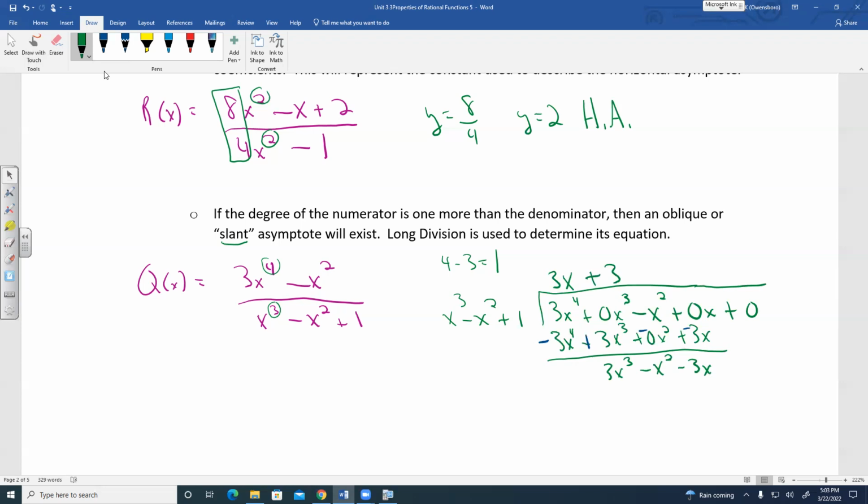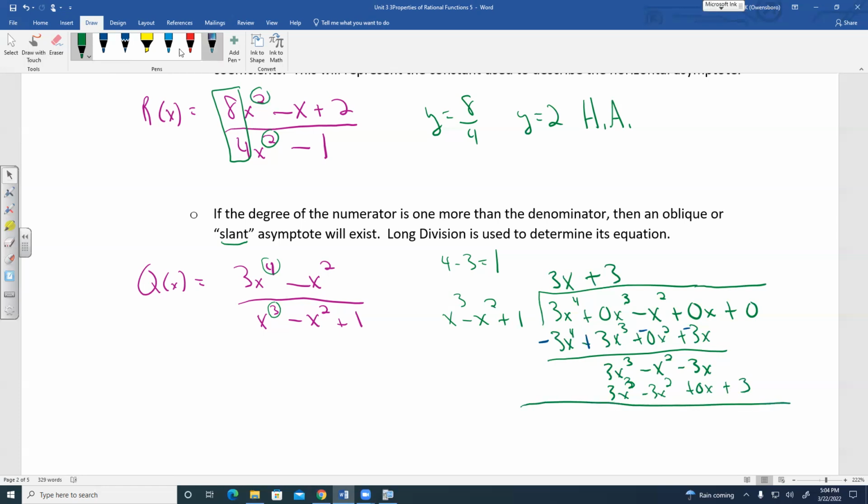So I multiply the 3 times the x to the third, and that gives me 3x to the third. 3 times negative x squared gives me negative 3x squared. And 3 times 1 is going to give me 3. So I don't have an x here. That's 0x. And I have now a plus 3 comes down.